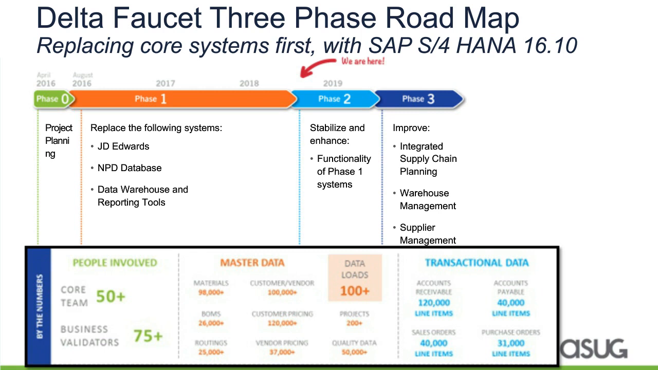As you can see, there are some statistics on the bottom of the slide that will give you a little bit of scope and scale to the project that we implemented in phase one. It was pretty much all-encompassing for our business process and touched everything from the product lifecycle to our customer lifecycle.